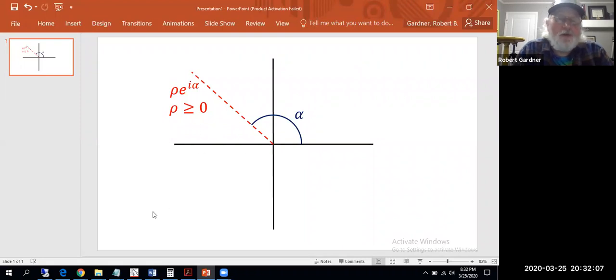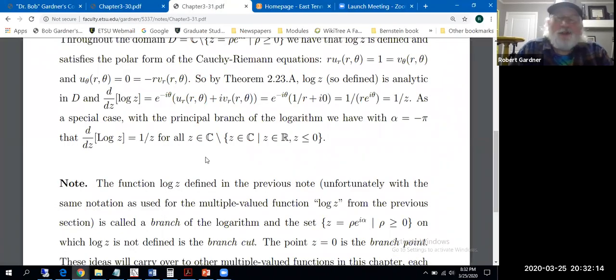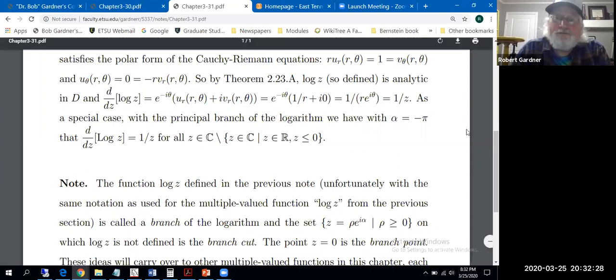We lose 0. Of course, we lose 0 because we're talking about a log function. And we lose all the negative real numbers, which is a little messed up, because one of the cute things about complex numbers is you could take logs of negatives. Well, you can still take logs of negative real numbers. You just can't use this branch of the logarithm to do it. You'll have to use a different branch of the logarithm.